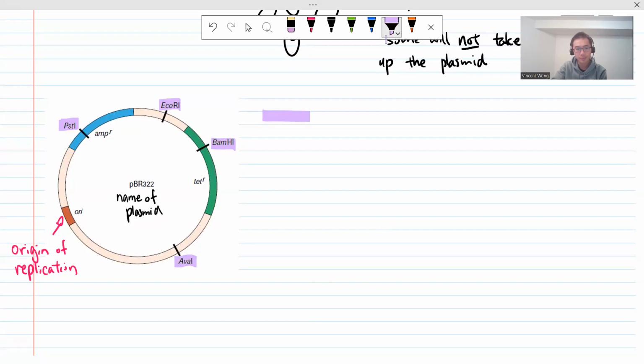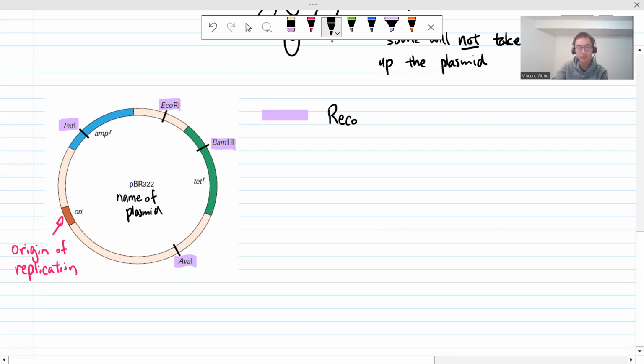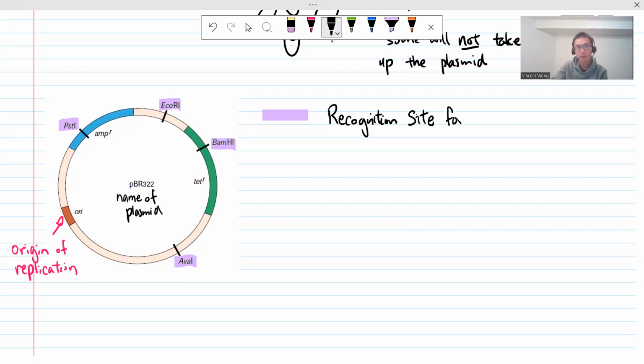These are recognition sites for different restriction enzymes. Okay. They are like insertion sites, if you would.